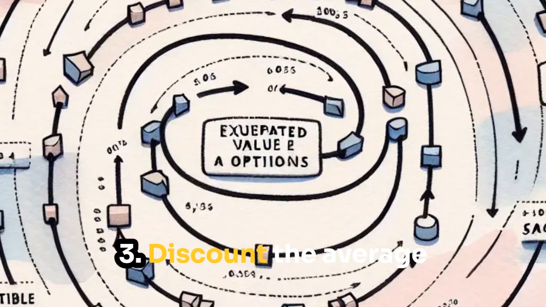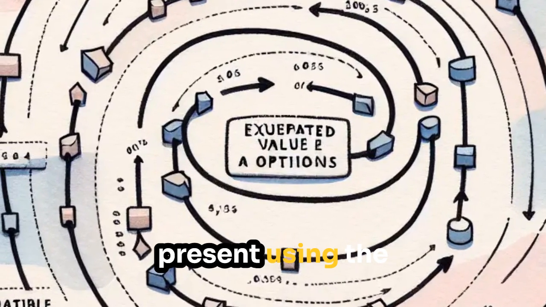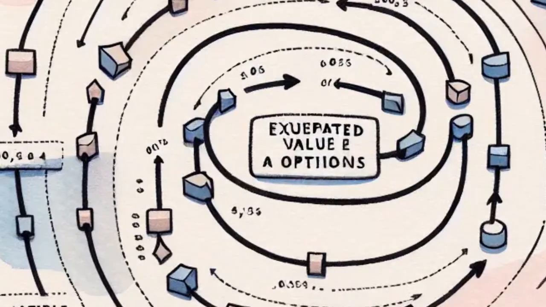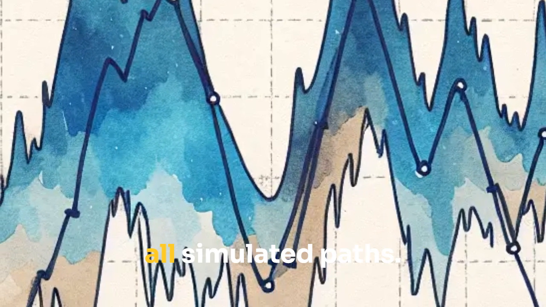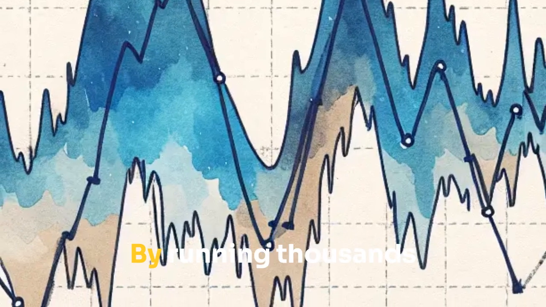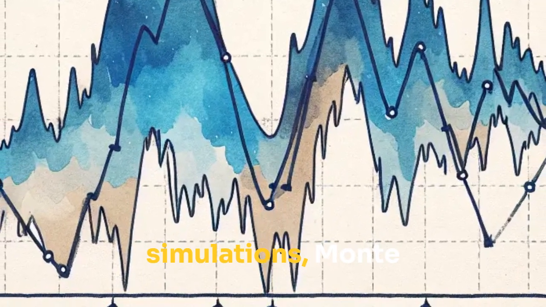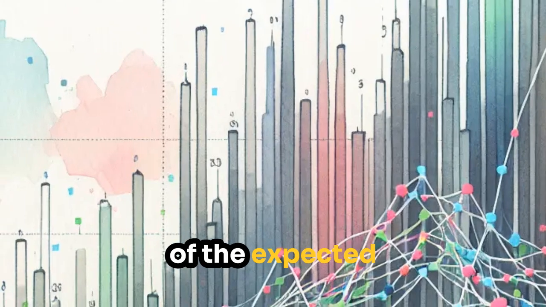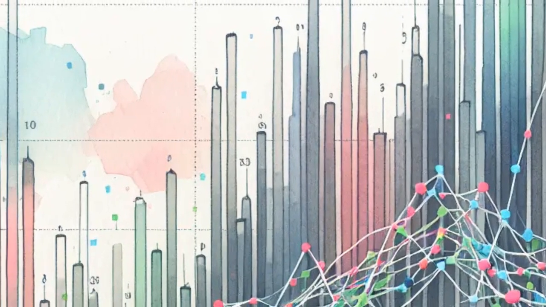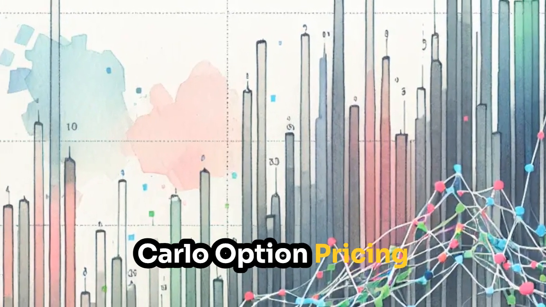3. Discount the average payoff back to the present using the risk-free interest rate. 4. Estimate the option price as the average discounted payoff over all simulated paths. By running thousands or even millions of simulations, Monte Carlo methods provide an accurate estimate of the expected value of an option.